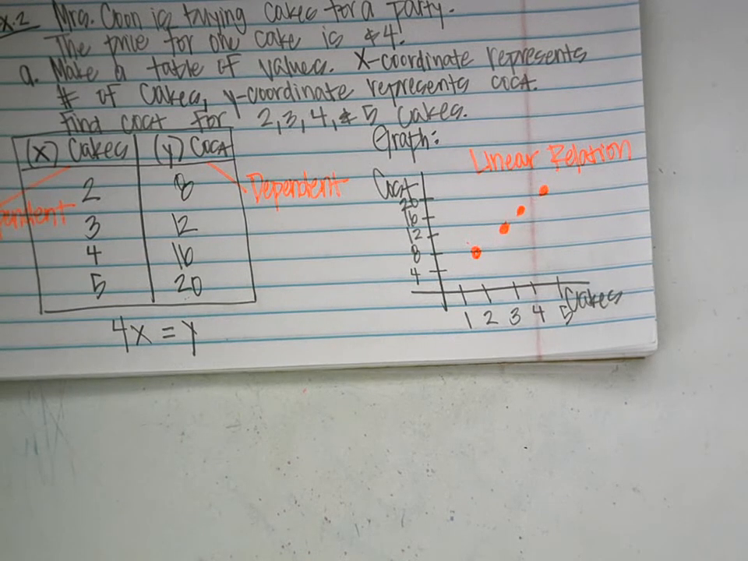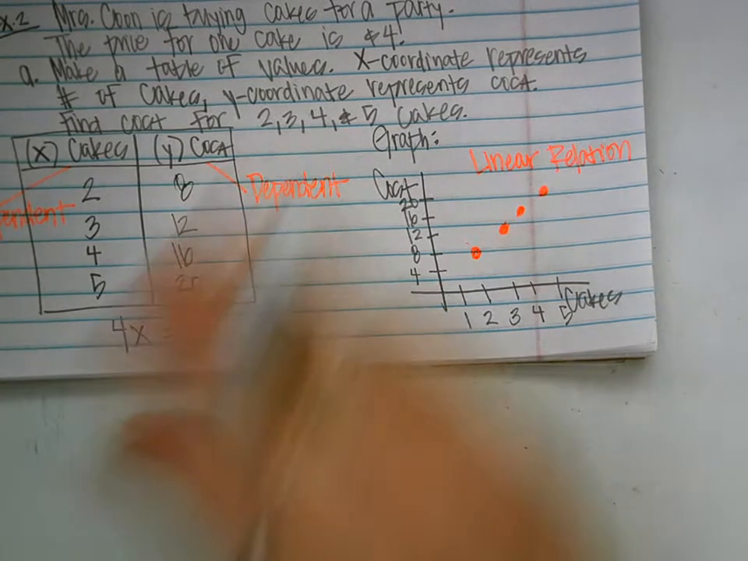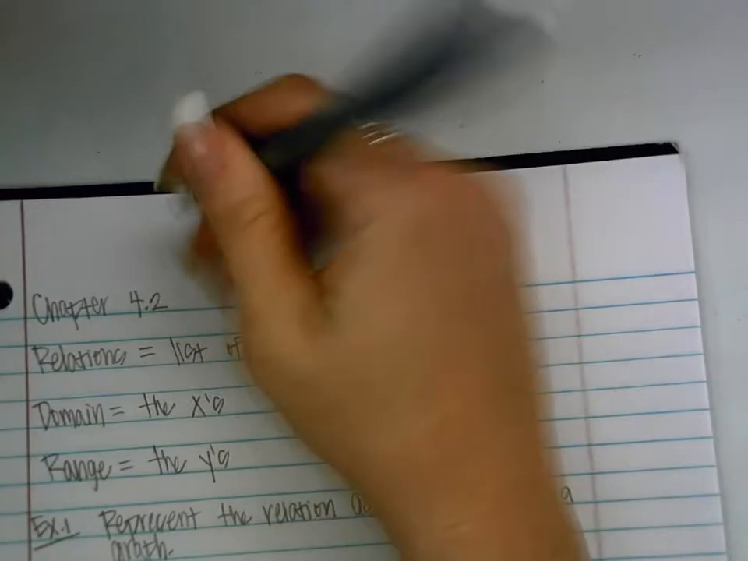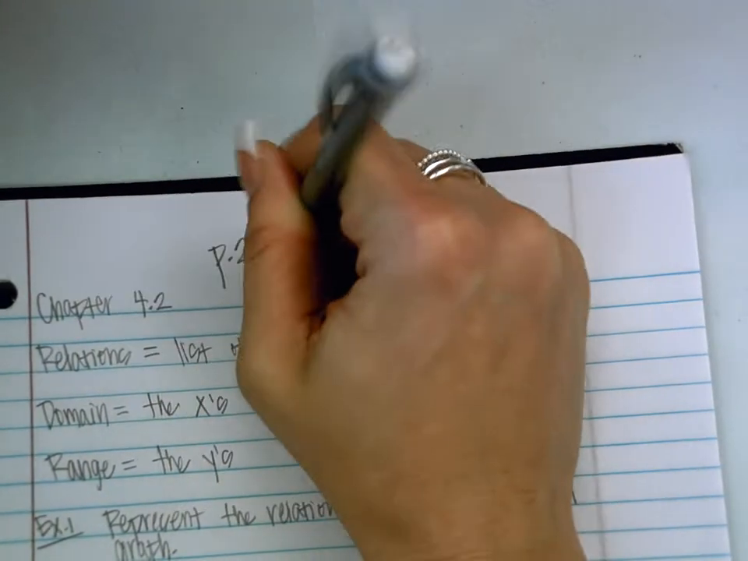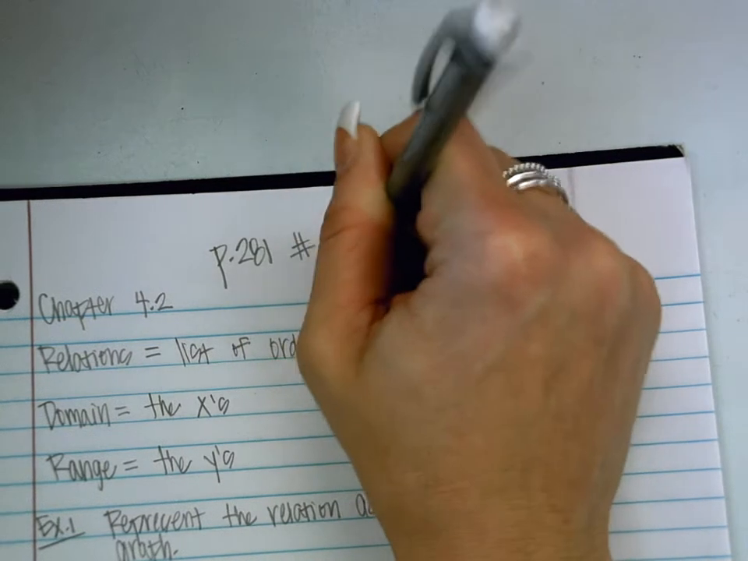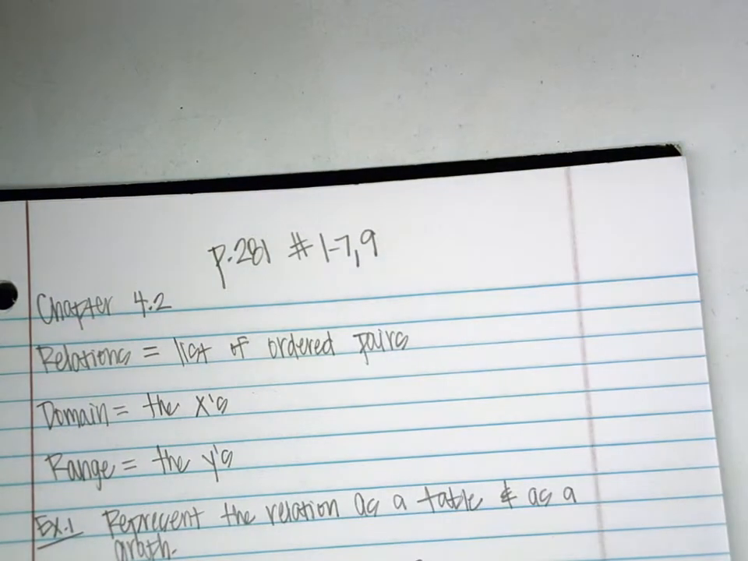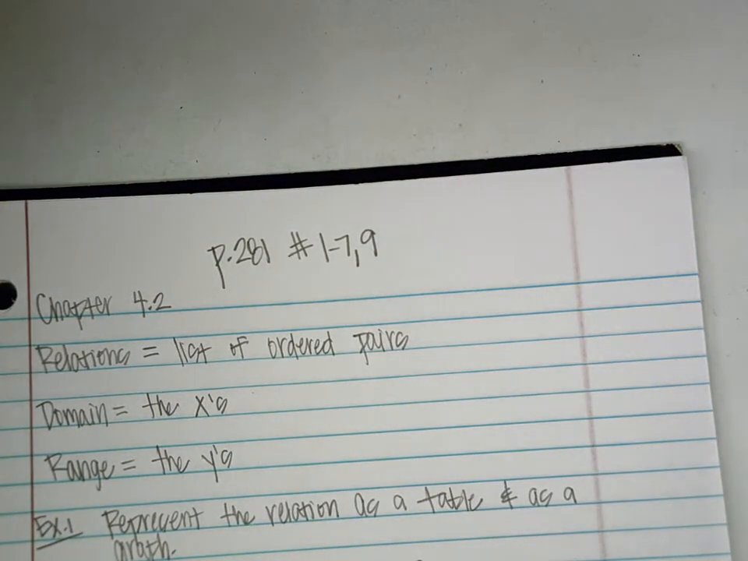So, all you're going to do for this is make sure you write this down. At the top, for homework, you're doing page 281. You're going to do numbers 1 through 7, and then also number 9. So you're going to skip 8. Anyone have questions? No, you're not going to do it right now. 1 through 7 and then 9.